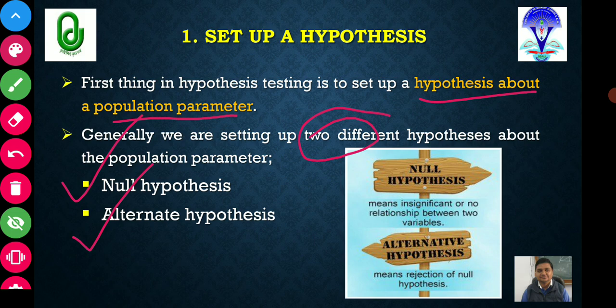So what is the null hypothesis? The null hypothesis means insignificant or no relationship between the 2 variables. Suppose we want to examine the relationship between 2 variables, like correlation. In the null hypothesis, we are assuming that there is insignificant or no relationship between the variables, whereas the alternate hypothesis means rejection of the null hypothesis. Whatever hypothesis other than the null hypothesis is called the alternate hypothesis.